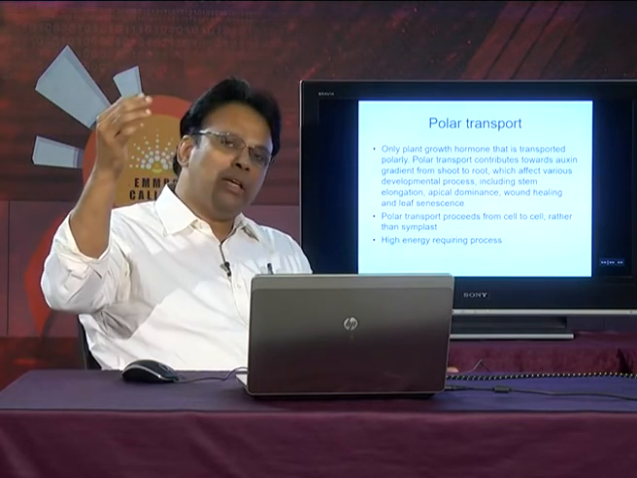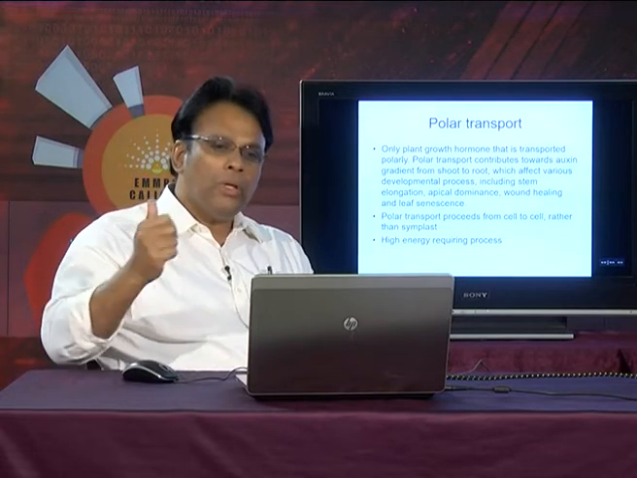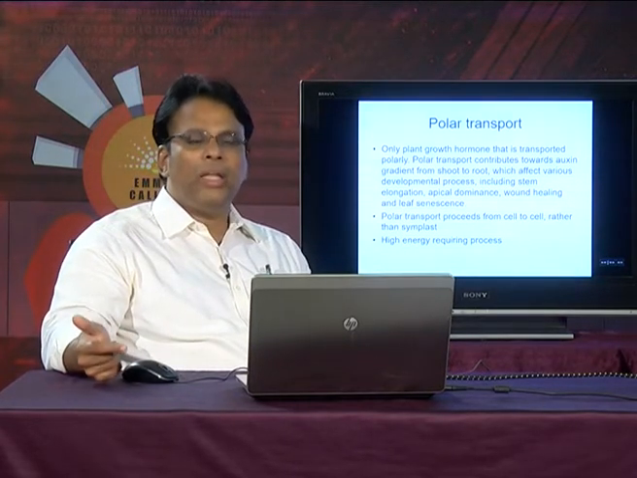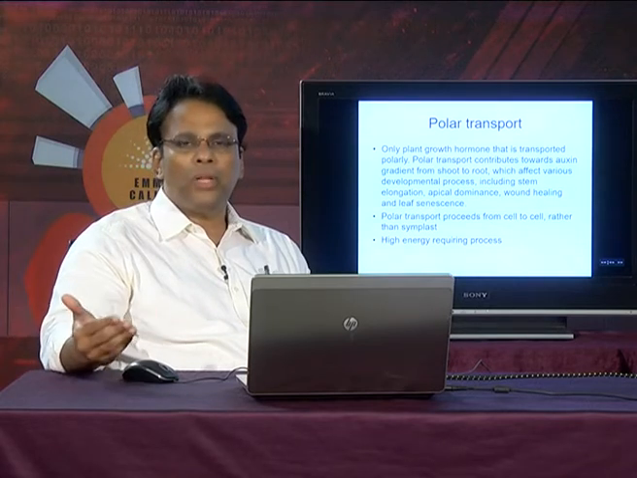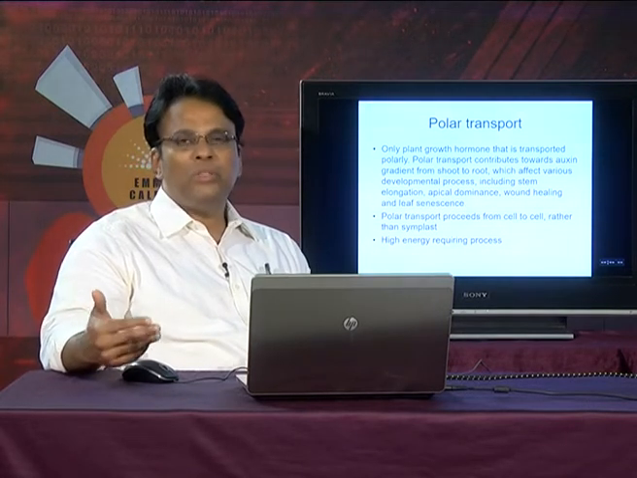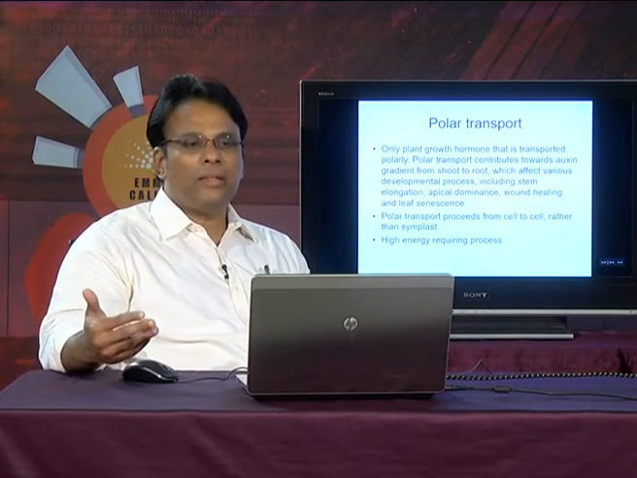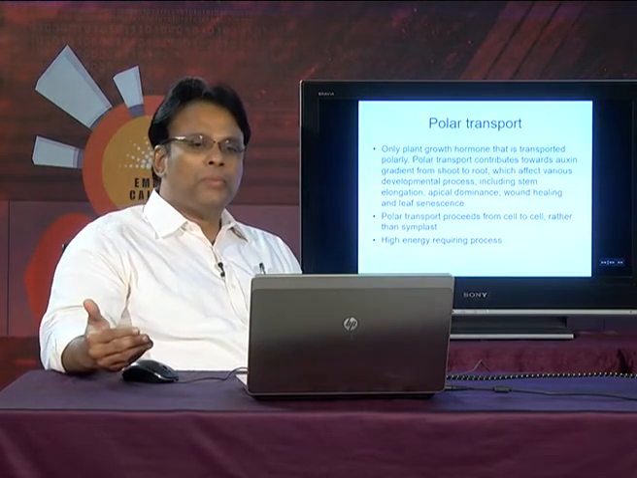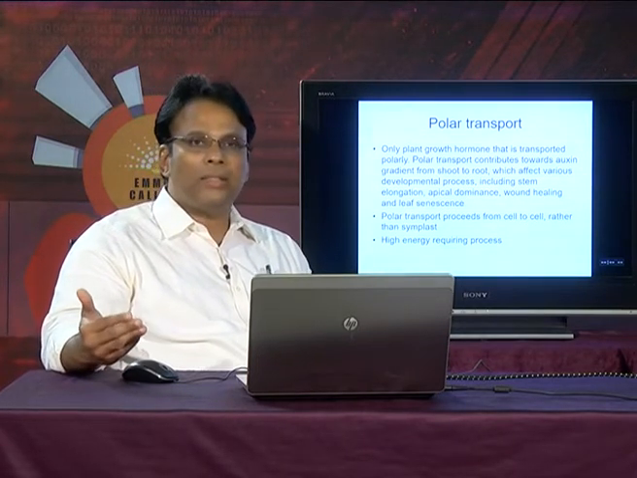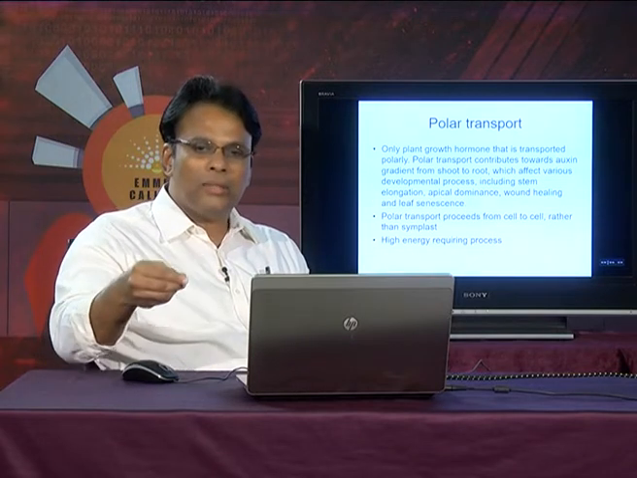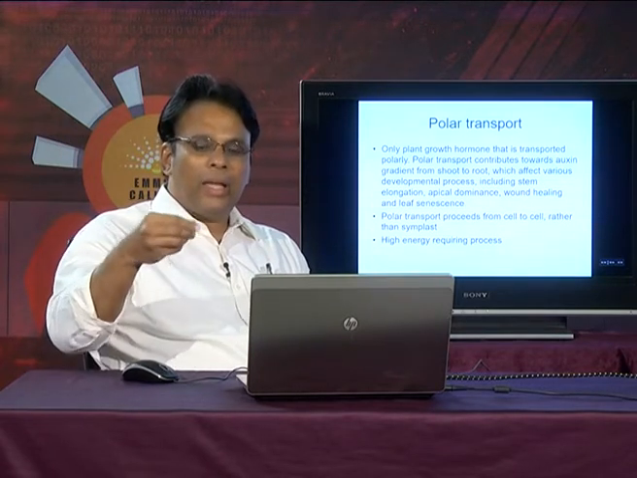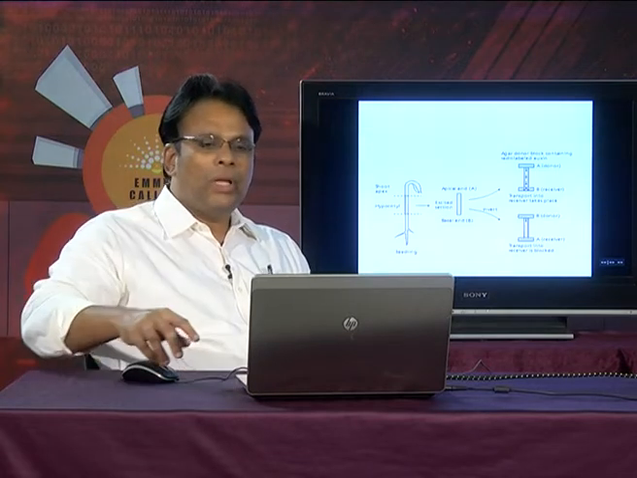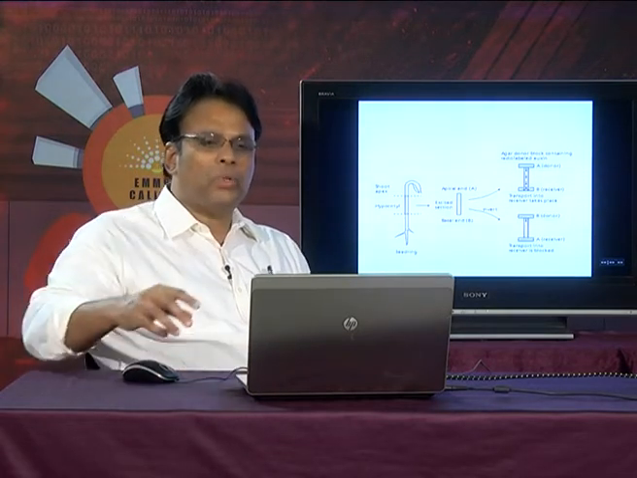So, it is synthesized in the shoot and moves down into the root, including stem elongation, apical dominance, wound healing, leaf senescence. These are very important physiological functions taking place in plants, and auxin has a role in this. Polar transport proceeds from cell to cell rather than symplastic. So, it moves from one cell to the other cell, and a high energy requirement is there in this process. Let us see how this polar transport takes place.